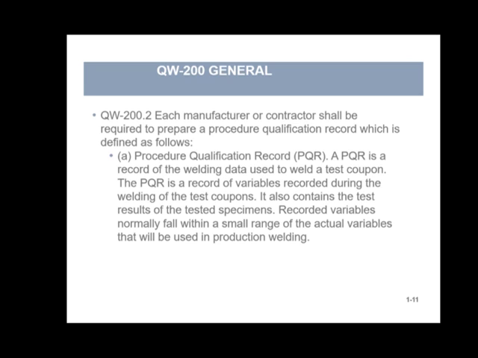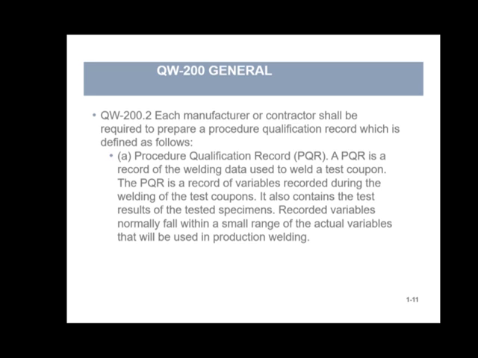So we have QW 200.2. Each manufacturer or contractor shall be required to prepare a procedure qualification record, which is defined as follows. Procedure qualification record, PQR. A PQR is a record of the welding data used to weld a test coupon. The PQR is a record of variables recorded during the welding of the test coupon. It also contains the test results of the tested specimens. Recorded variables normally fall within a small range of the actual variables that will be used in production welding.